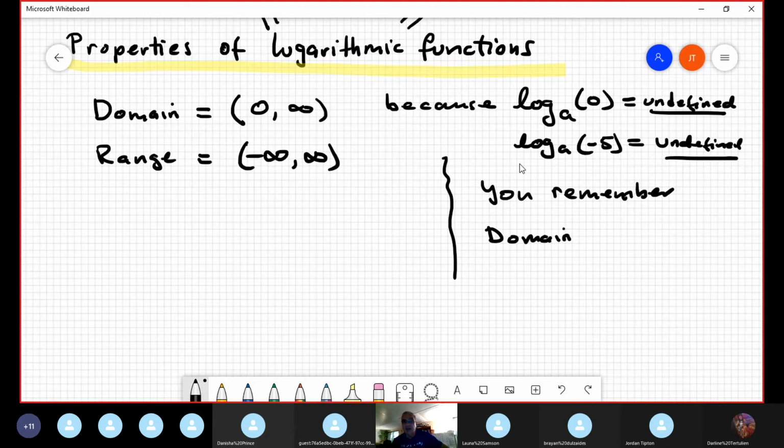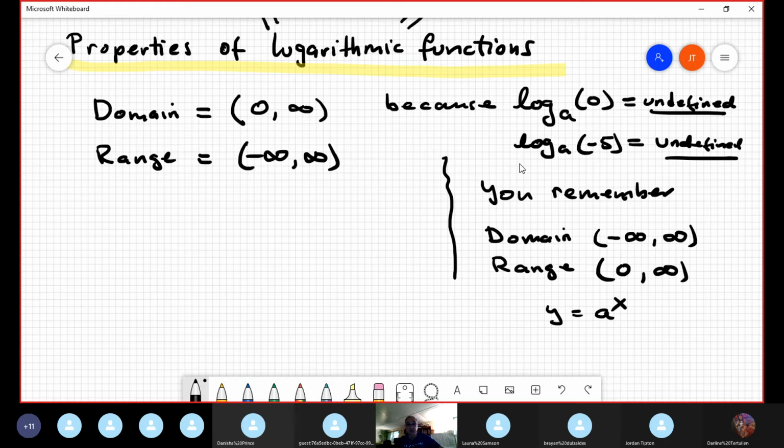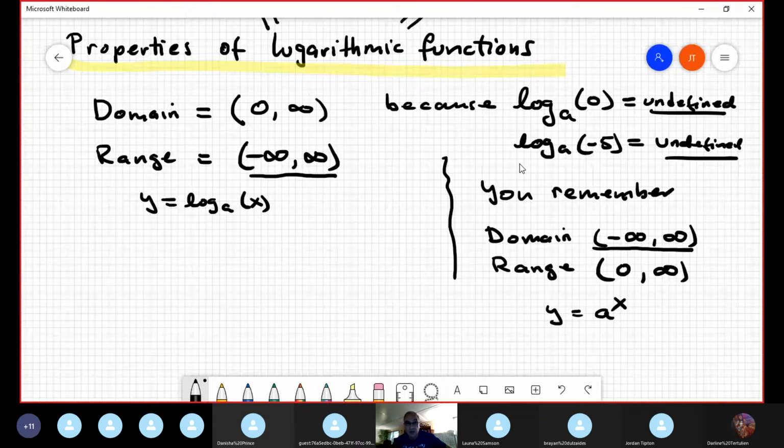Okay, the domain of the exponential function is all real numbers, because the exponential function is nice, but the range, no. The range is from 0 to infinity. Only positive numbers in the exponential function y equals a to the x. But the logarithm y equals log base a of x is completely opposite, because you remember in the inverse function we interchange x and y. The domain of the exponential is now the range of the logarithmic, and the domain of the logarithm is now the range of the exponential. It's no surprise because it's the inverse function, no?